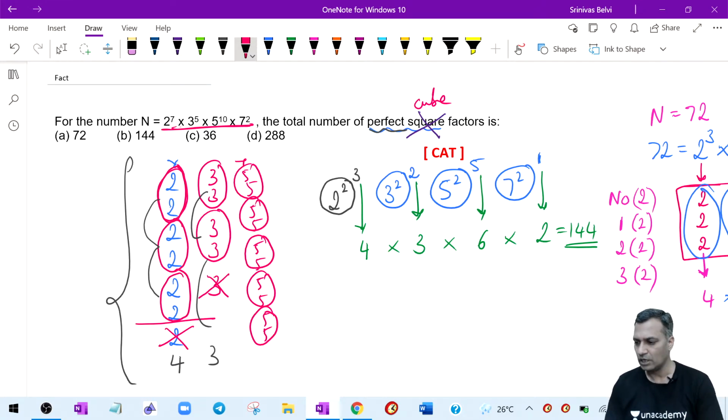Good, very clear, very good. Now give me the answer, Nazia. All of you, not just Nazia. Give me the total number of perfect cube factors of the same number. Perfect cube, total number of perfect cube factors of the same number.